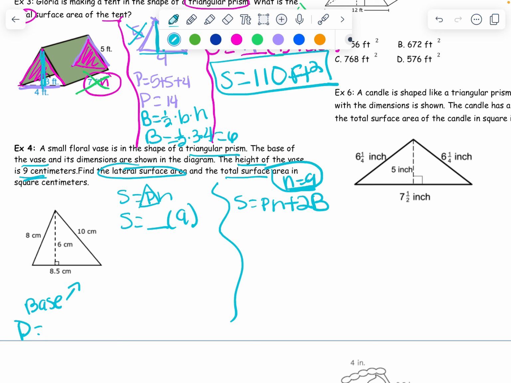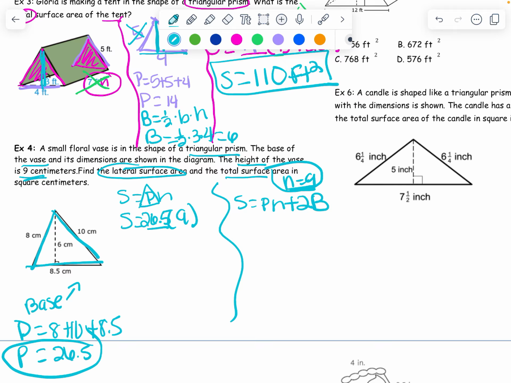So to find the perimeter of the triangle, I need to add the numbers on the outside. 8 plus 10 plus 8.5. So the perimeter of this triangle is going to be 26.5. Okay, that's the perimeter, so I'm going to circle that, and I'm going to go ahead and plug it in.